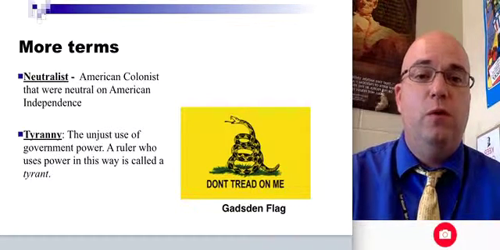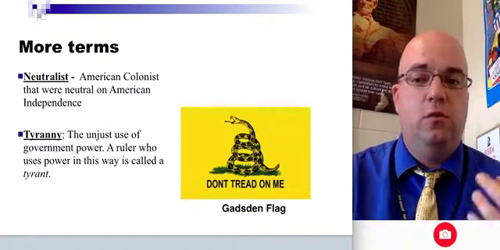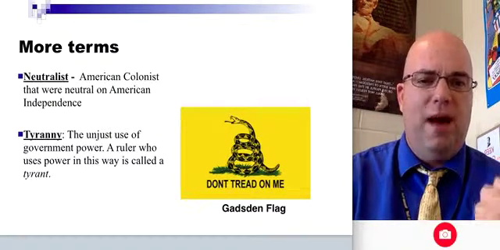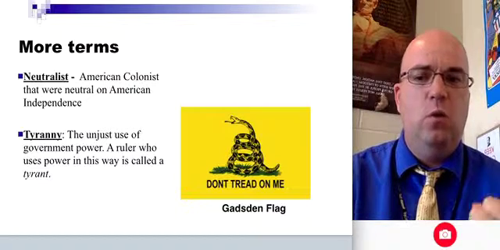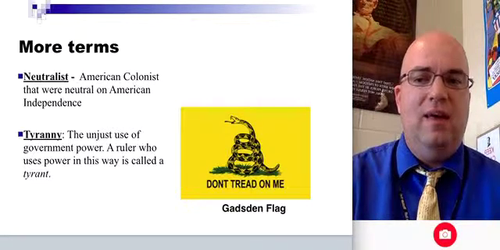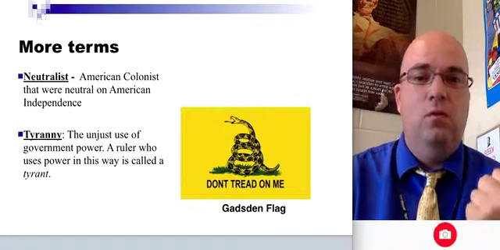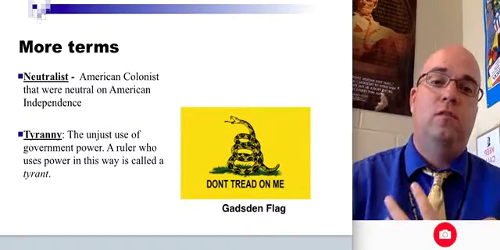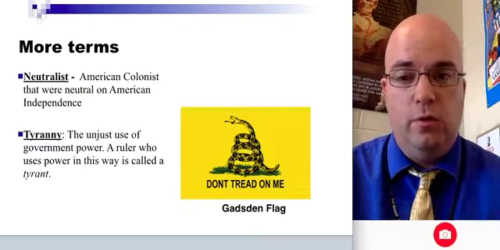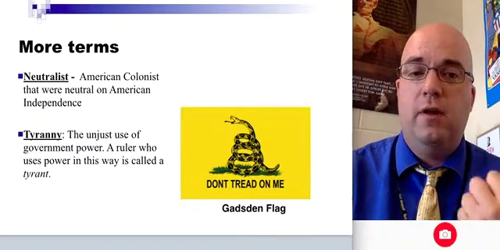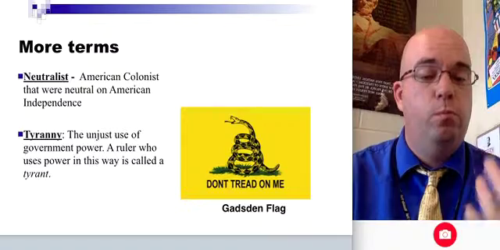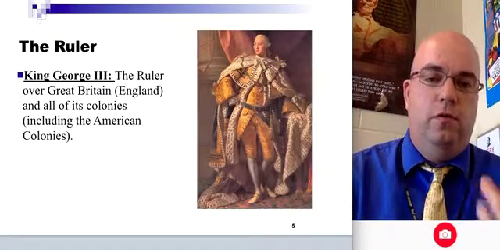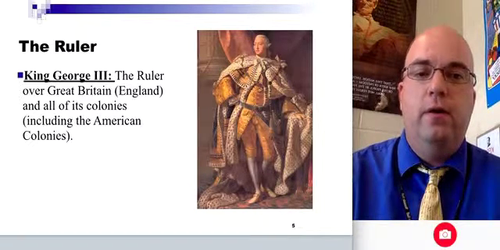Tyranny is a term we use to describe the unjust use of government power. A ruler who is bossy and authoritarian, we usually refer to as a tyrant. They don't listen to us, they abuse their power, and they don't protect the rights of the citizens whom they rule. So tyranny is an important concept for understanding the frame of reference that the colonists were working with.